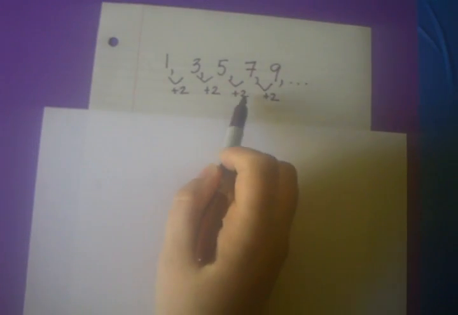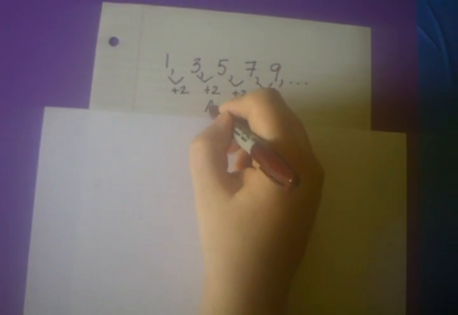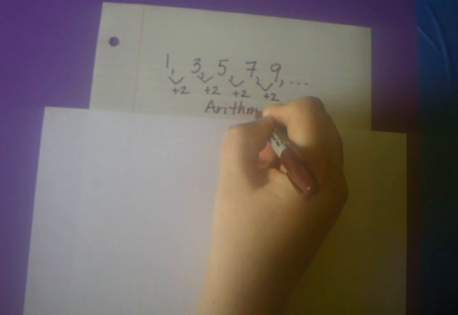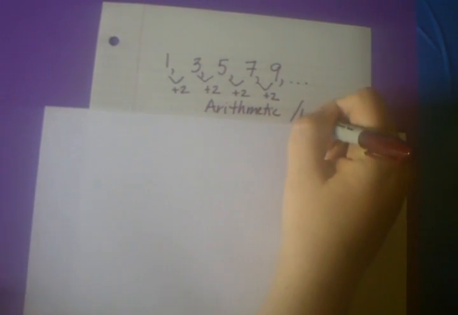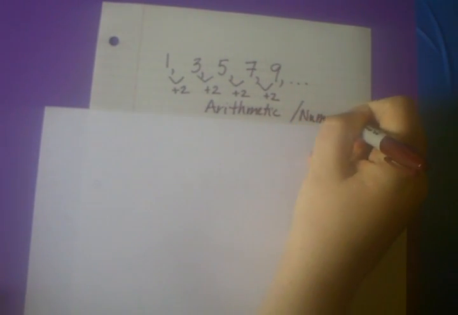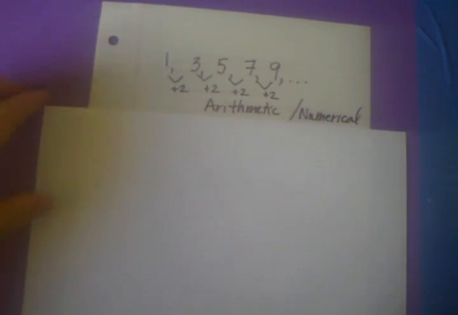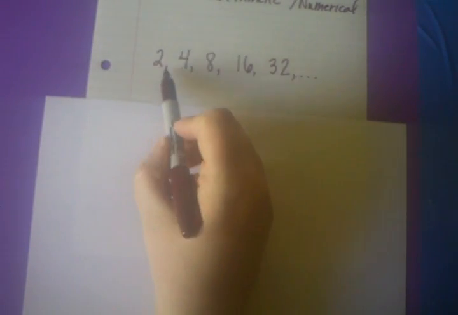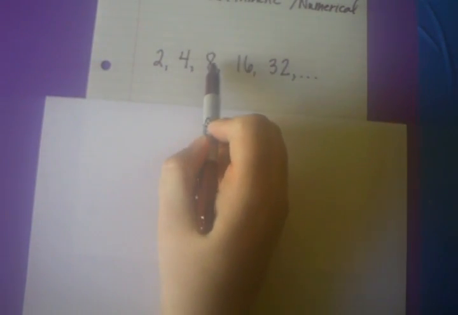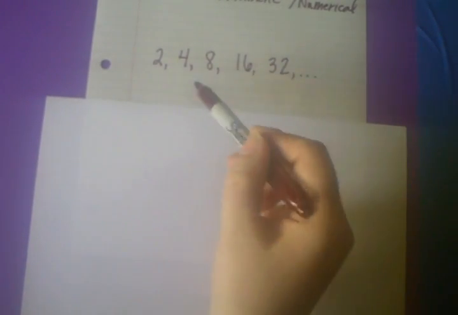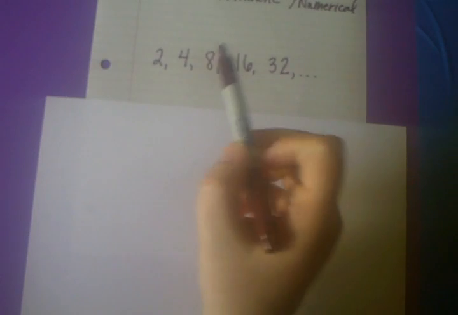Because I'm adding the same number each time, this is called an arithmetic or even numerical sequence. The next one I'm going to look at here is another kind of sequence. Here I could add 2. 2 plus 2 is 4, but 4 plus 2 does not give me 8. So it's not numerical because the pattern is not remaining the same each time.